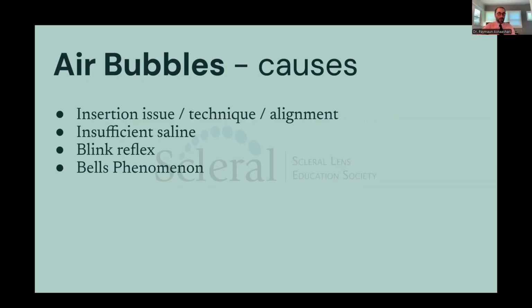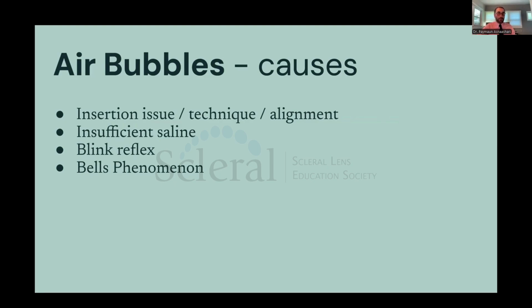So here's some causes to why bubbles form. Number one, it's usually due to an insertion issue. Either it's a technique or they're not centered on the eye when they insert, and then it creates a bubble. Secondly, it could be due to insufficient saline. That's another big issue why.